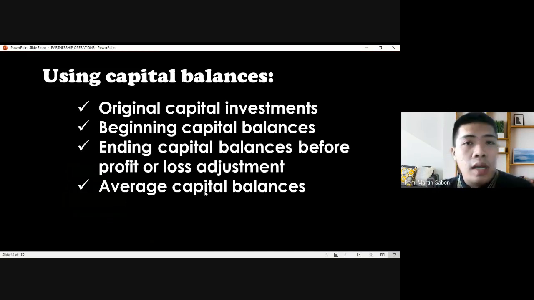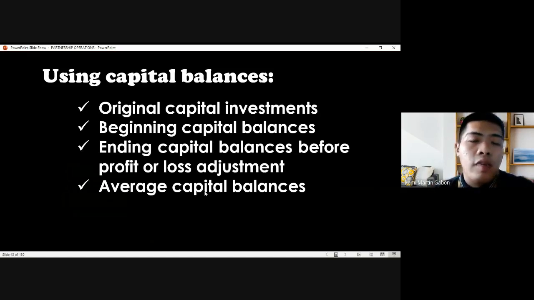Is it the original capital investment, meaning the original amount that they've contributed in the partnership, or they can have it the beginning capital balances. Beginning capital balances does not necessarily mean the same as original capital investment. Okay. How are we going to differentiate original capital investment and beginning capital balances?